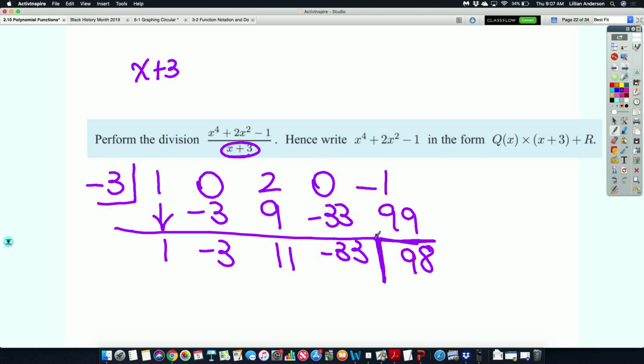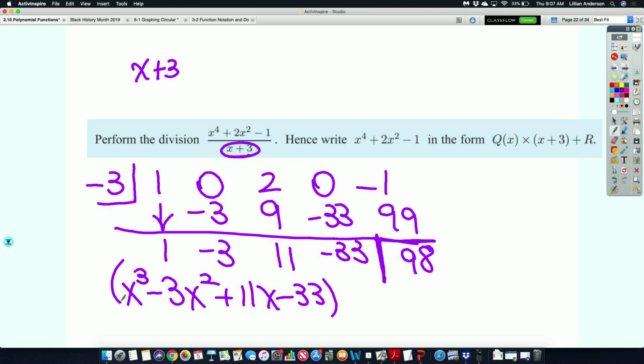Yep, but they want us to write it in this particular form. So what is our quotient? x to the third minus 3x squared plus 11x minus 33. Very good. That gets multiplied by your divisor, which was x plus 3. Then you add your remainder, and that is our result. My mistake, because it was a positive 98.